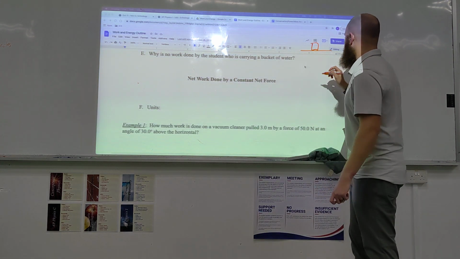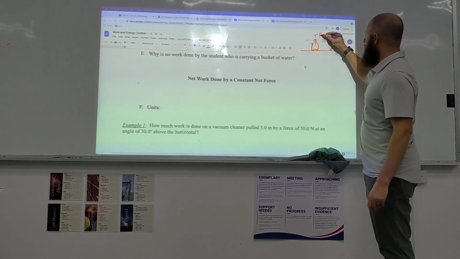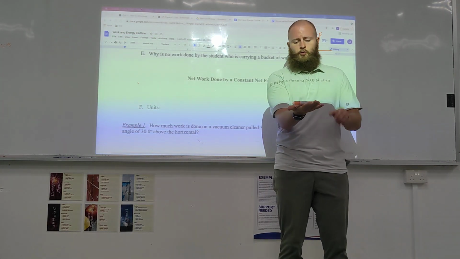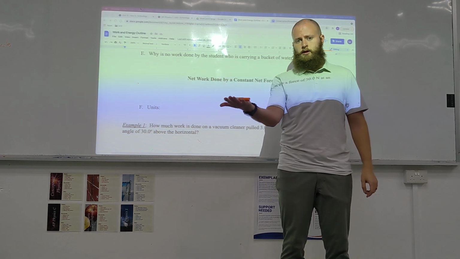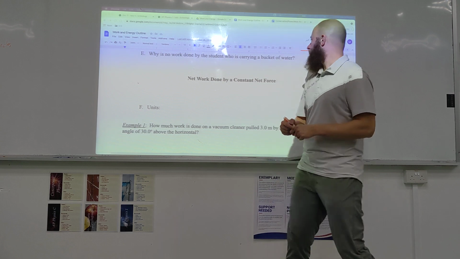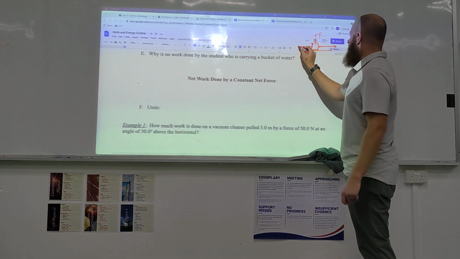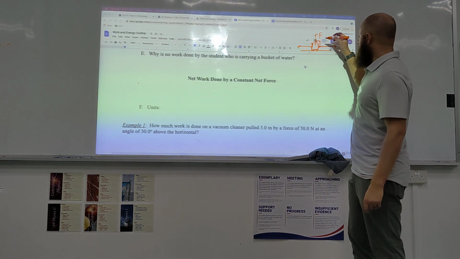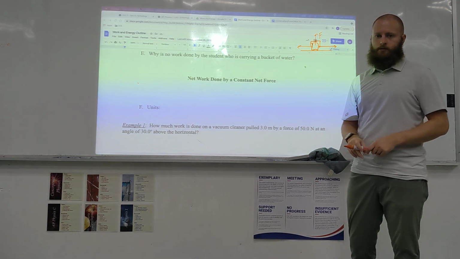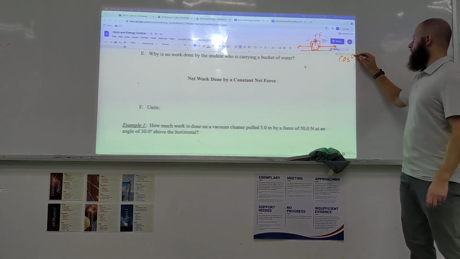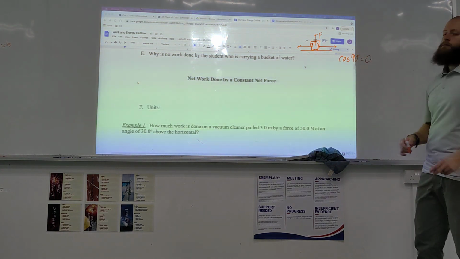Here's my marker. The force I'm applying is straight up. I'll label that as F. But the question is, which direction is the marker moving? Yeah, the marker is moving either this way or this way. If you notice, the angle here is 90 degrees. And what is the cosine of 90 degrees? Well, that equals 0.